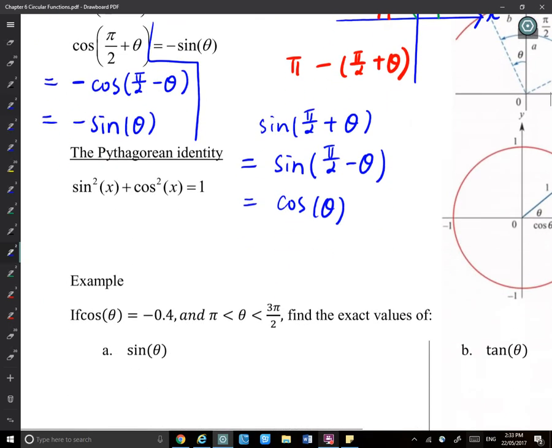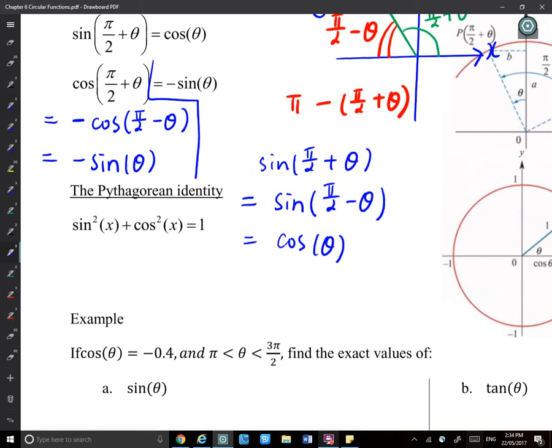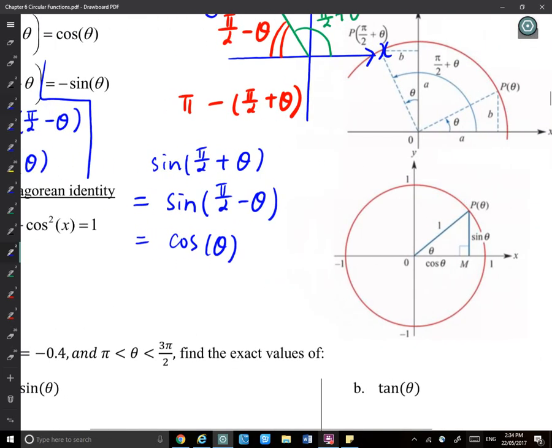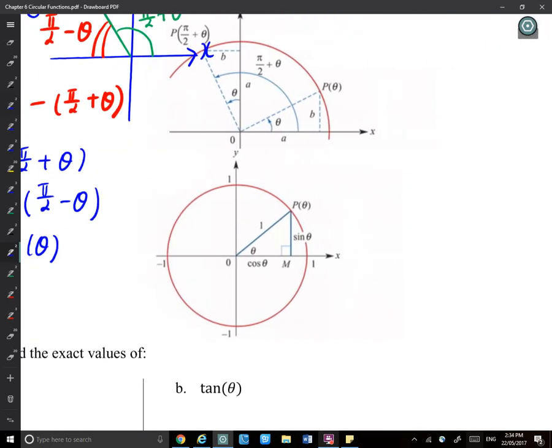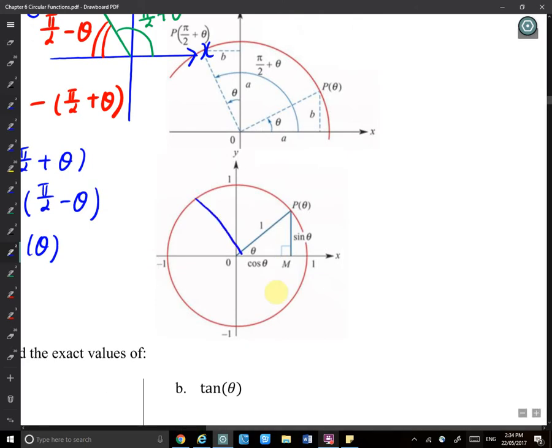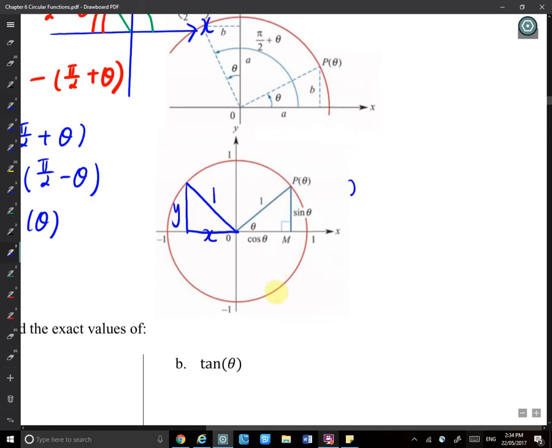Okay, the last one is the Pythagorean identity. Well, you know that it's a unit circle. Let's say we have a point anywhere on it. This is the x value, this is the y value, and the radius here is 1. X squared plus y squared always gives you 1 squared.